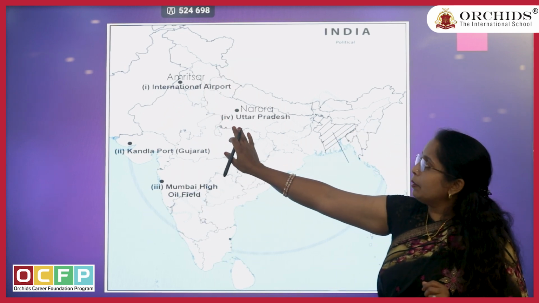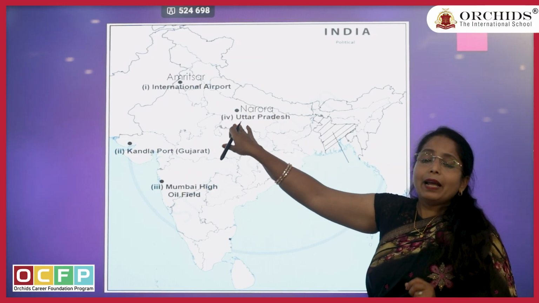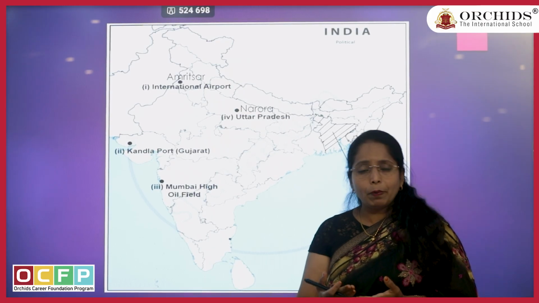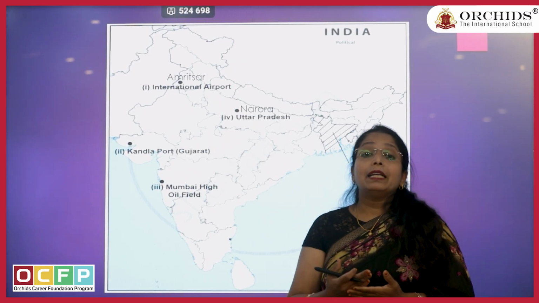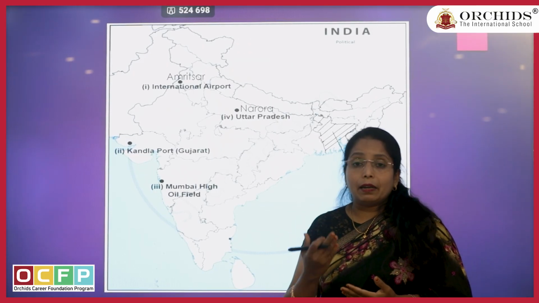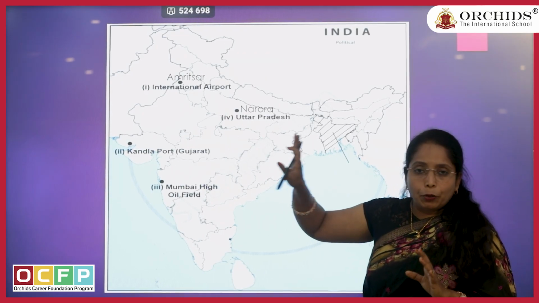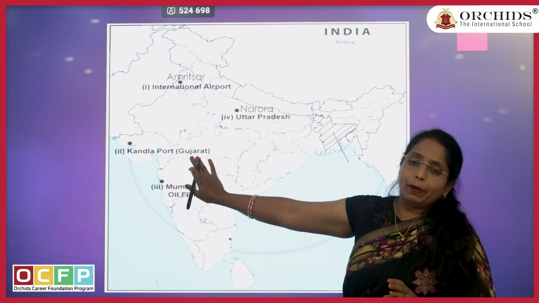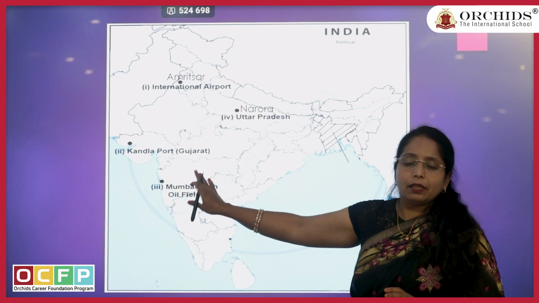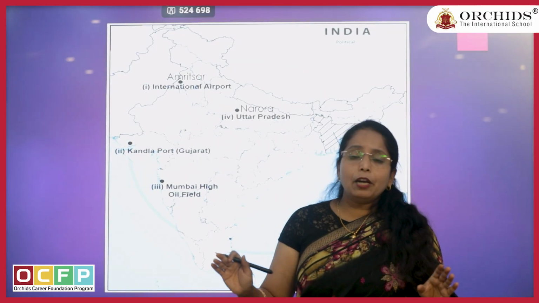Then the fourth point to be located on the map is Narora. Narora is a place in Uttar Pradesh where we have a nuclear power plant. What is a nuclear power plant? You are aware that it is where we generate electricity or power using nuclear activity, nuclear fission. So here it is in Uttar Pradesh. When you mark all these points, locating them properly on the map in the particular region and state, you will get complete marks, but it should be neat and clean for the examiner to see and give you full marks.